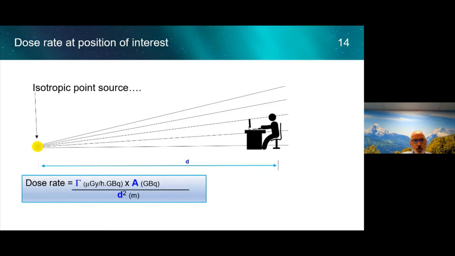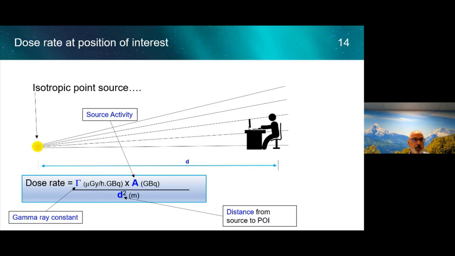The formula that we can use is this here. So the dose rate is equal to the gamma ray constant times the source activity, A, divided by d squared, because it follows the inverse square law.